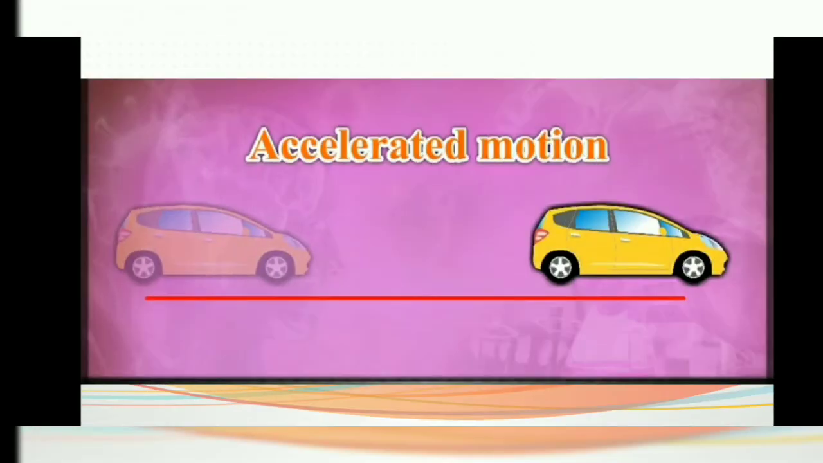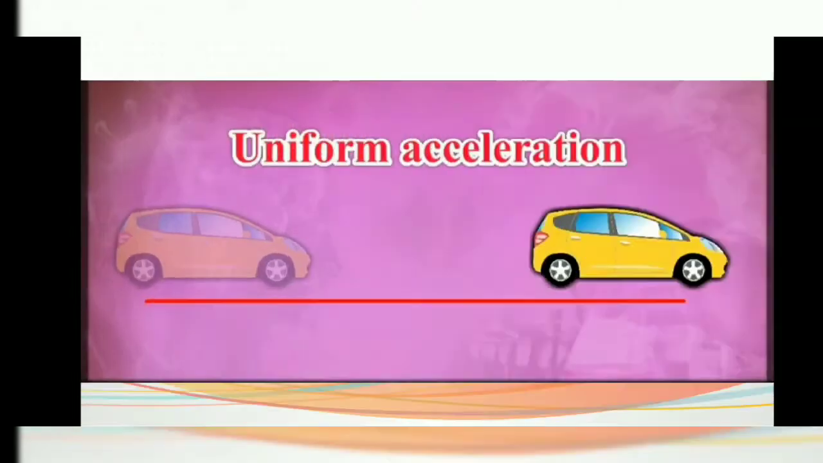Now, children, if the velocity of an object changes during a certain time period, then it is said to have accelerated motion. Are you getting me? An object in motion can have two types of acceleration. Let us see what those two types are.